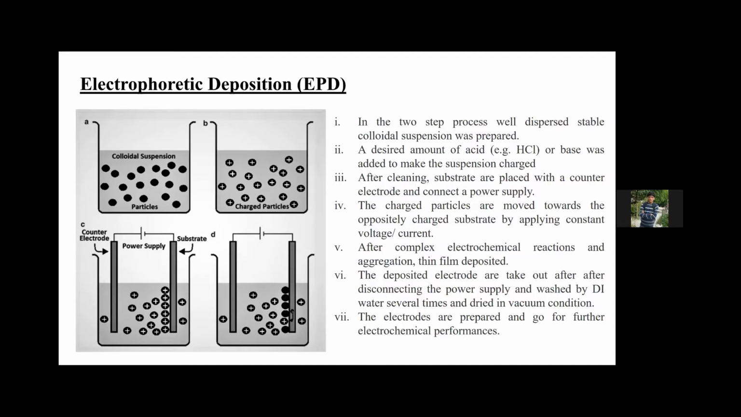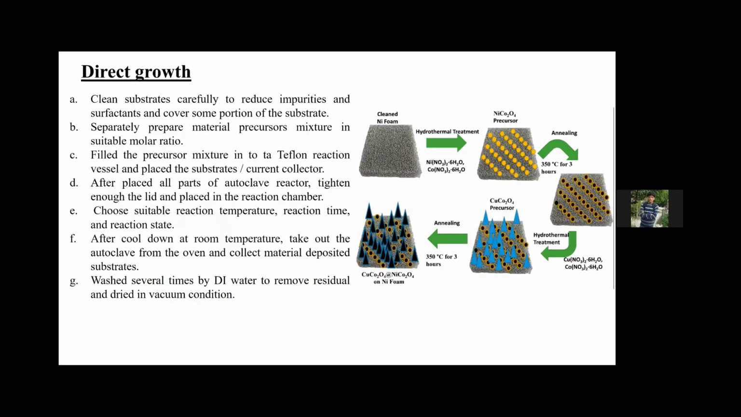Third one is the direct growth. Till now, in slurry we used a binder. If the amount of binder is higher, more binder, it may reduce the conductivity, which can degrade the electrochemical performance. So one method is the direct growth method. Generally in hydrothermal synthesis, we use direct growth onto the substrate.